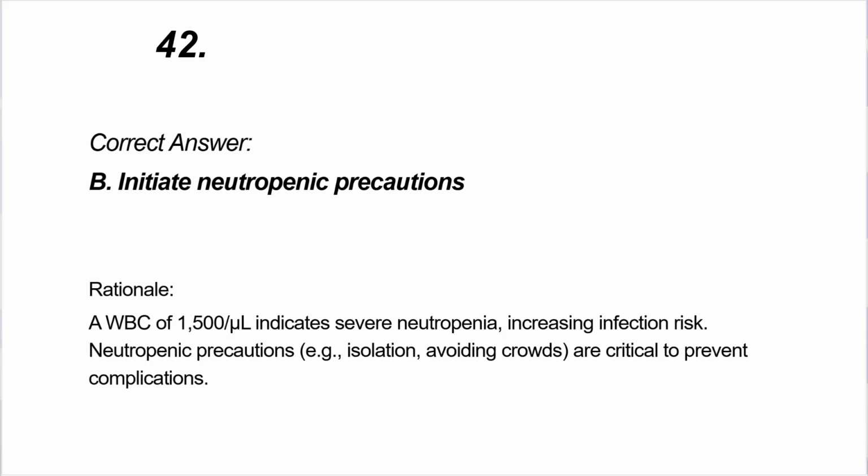42. B. Initiate neutropenic precautions. Rationale: a WBC of 1,500/µL indicates severe neutropenia, increasing infection risk. Neutropenic precautions, e.g., isolation, avoiding crowds, are critical to prevent complications.